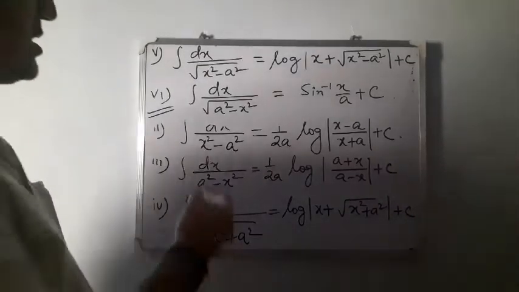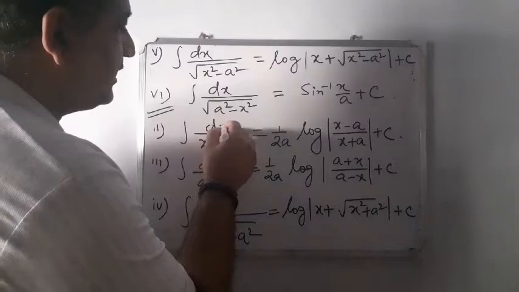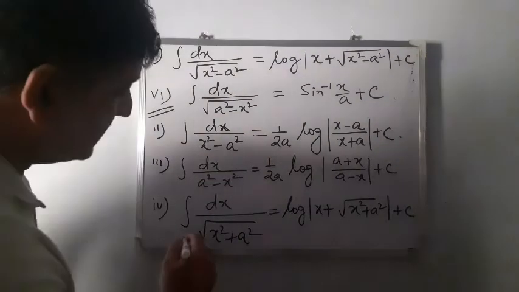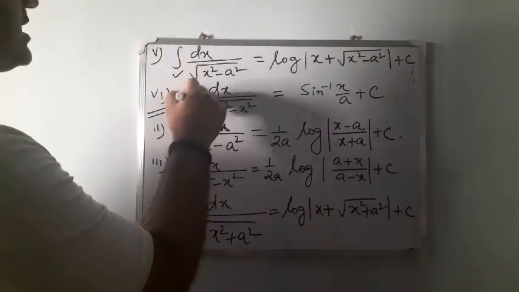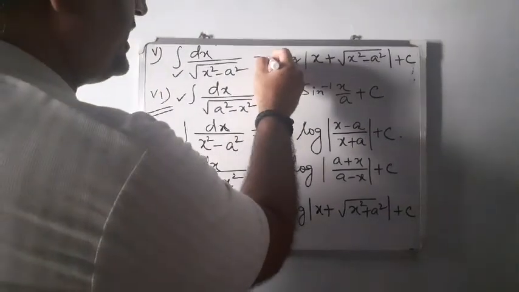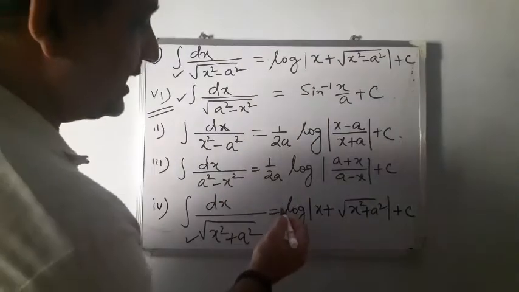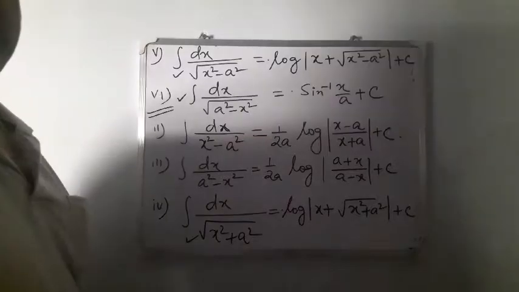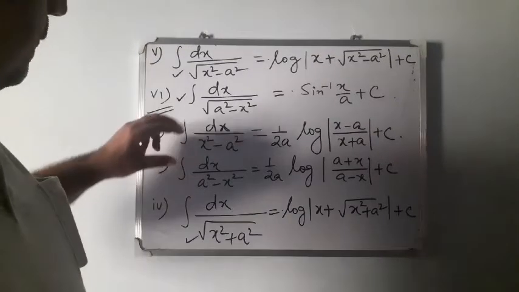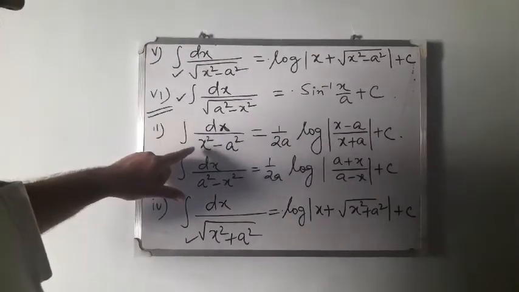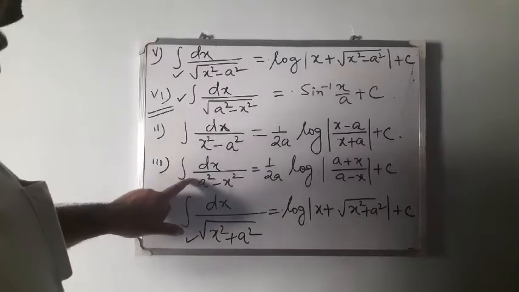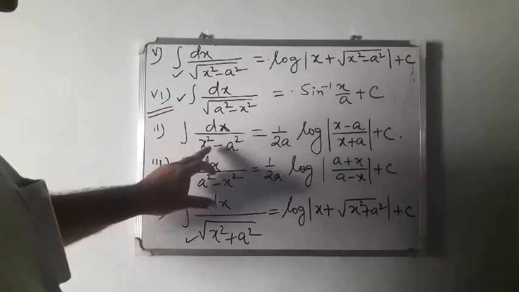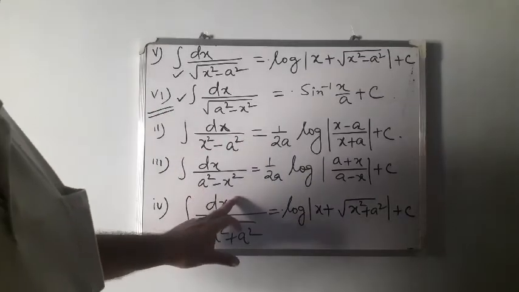One more thing you must keep in mind, boys, is that whenever you get a radical sign, in the formulae with radical sign, nothing is written in front of log. Here nothing is written in front of log. Nothing is written here in front of sine inverse x. But if we have the formula without radical sign, we have 1 by 2a in the case of minus, whether x square minus a square or a square minus x square.